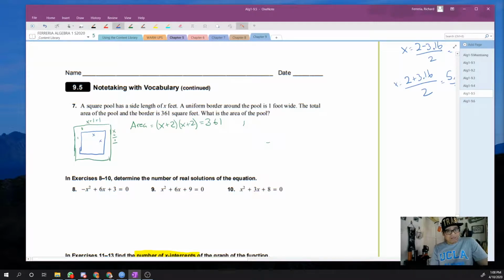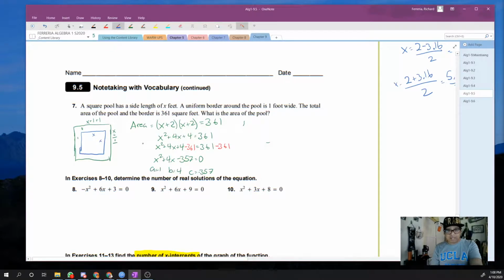We're going to solve this for x, which means that we're going to have to get this in standard form. That's always job 1. Get this guy into standard form. So it's not in standard form. You're going to have to expand the left side, x squared plus 4x plus 4 equals 361. And then you're going to subtract 361 from both sides. Simplify, and you get x squared plus 4x minus 357 equals 0.